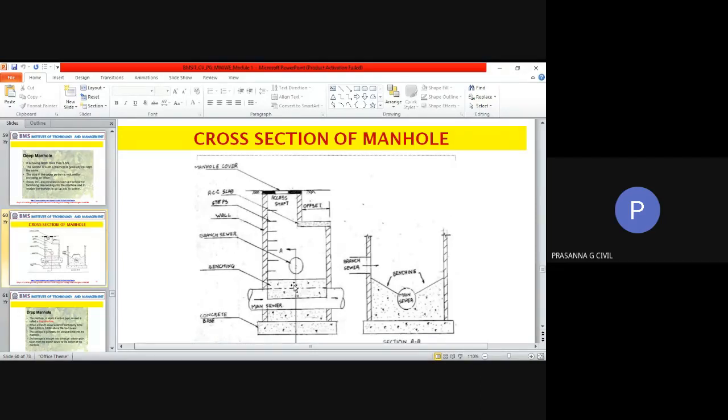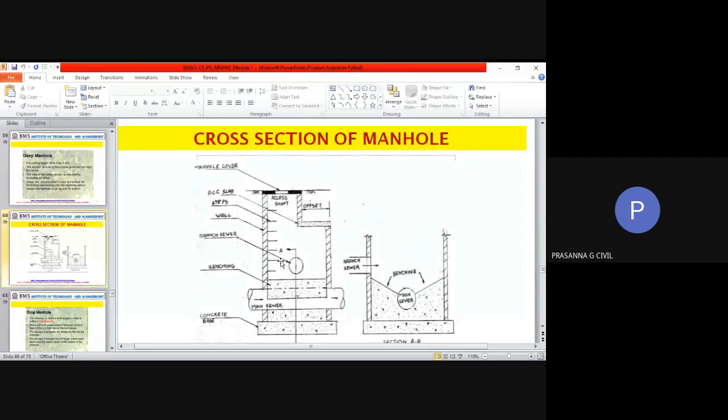So this cross section A is what is being shown here. The branch sewer comes, and this is where you have the main sewer. So in the case of the manhole, you have a large working area, wherein in this particular cross section they have shown you where the branch sewer is coming in, meeting.